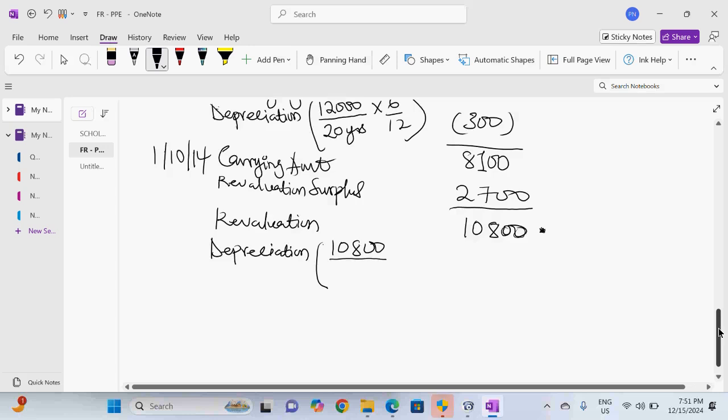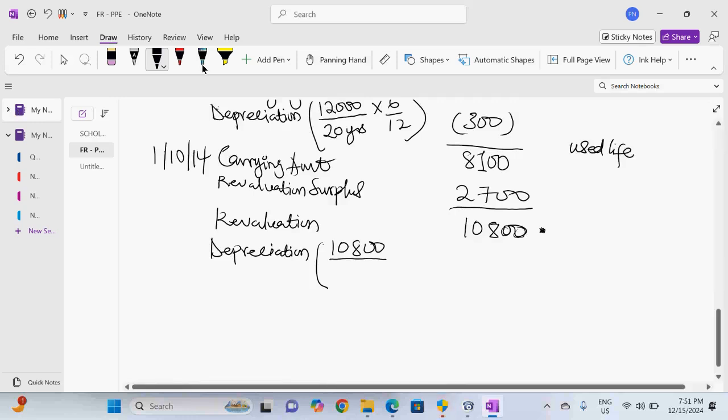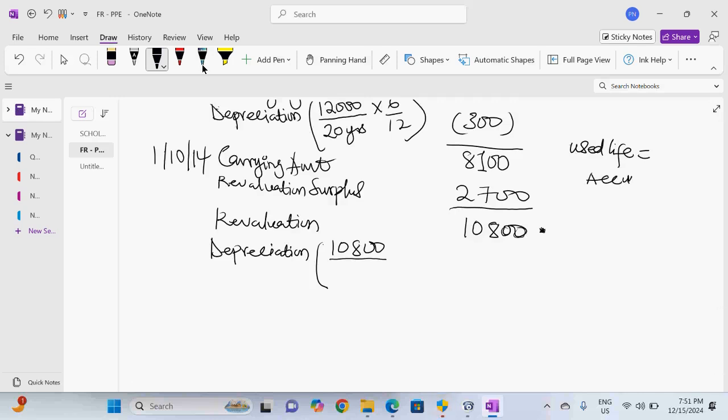So how do you get the useful life? If you want to know the number of years that you have used, that is used life. Let me bring it down here. Used life is equal to accumulated depreciation over annual depreciation. It's a formula.